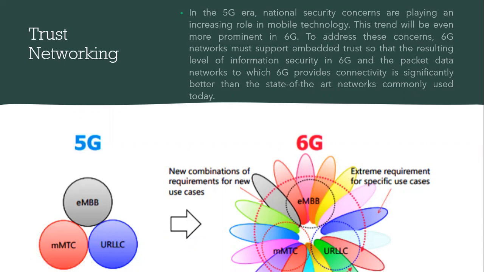In the 5G era, national security concerns are playing an increasing role in mobile technology. This trend will be even more prominent in 6G. So to address these concerns, 6G networks must support embedded trust. This is a prerequisite, so that the resulting level of information security in 6G and the packet data networks to which 6G provides connectivity is significantly better than the state-of-the-art networks commonly used today.